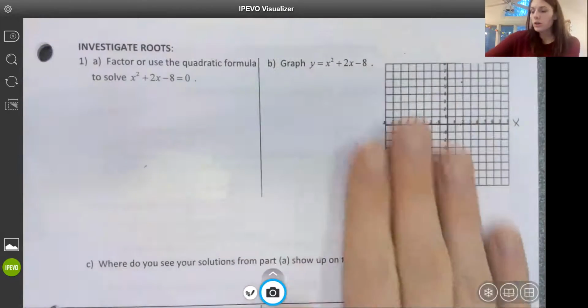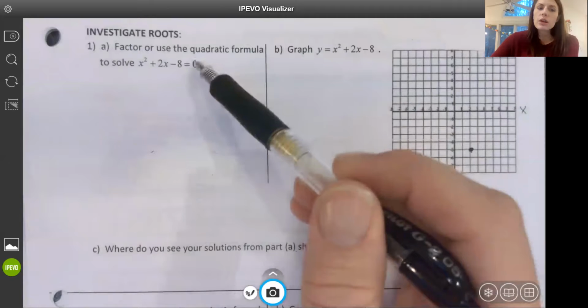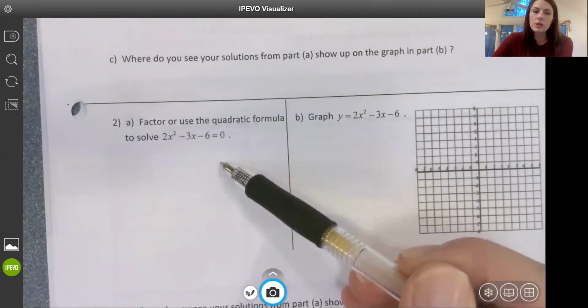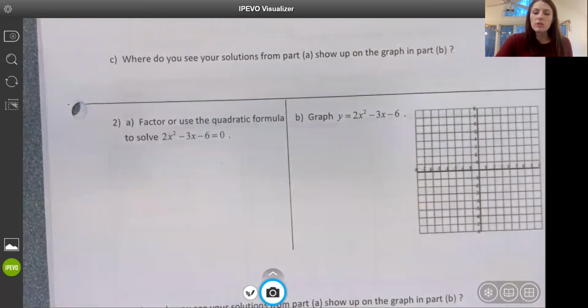So first thing I want you to do is go through, and I don't want you to look at this side at all, okay? I want you to just go ahead and factor this first quadratic and factor the second quadratic. So pause the video and take a moment and factor each of those.